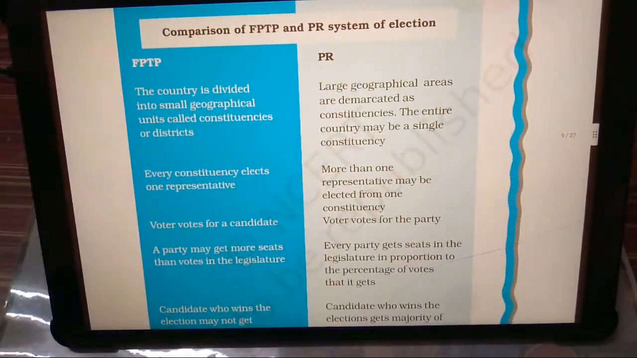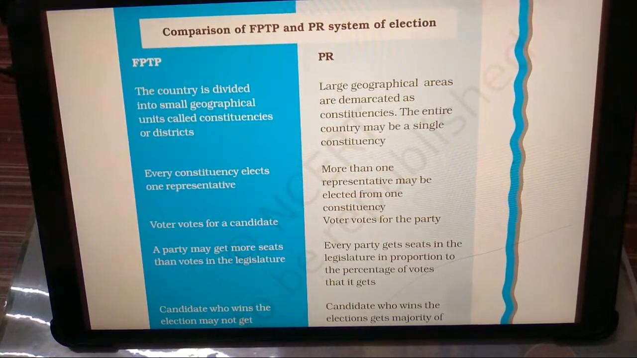Comparison of first past the post and the proportional representation system of election. FPTP, first past the post: the country is divided into small geographical units called constituencies or districts. Proportional representation: large geographical areas are demarcated as constituencies. The entire country may be a single constituency.